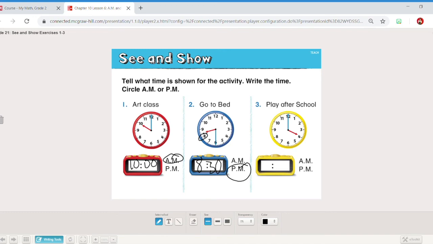You're going to play after school. Usually school ends in the afternoon, so that's already a hint. My hour hand is on the 4. My minute hand, again, straight to the top, which means it's 4 o'clock. And if it's after school, it makes the most sense that it's afternoon. We already eat lunch at school, and we go home, and then we play.